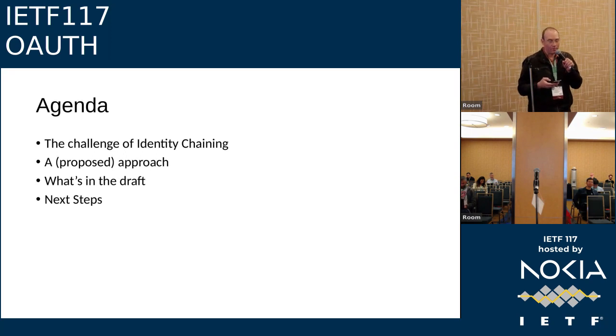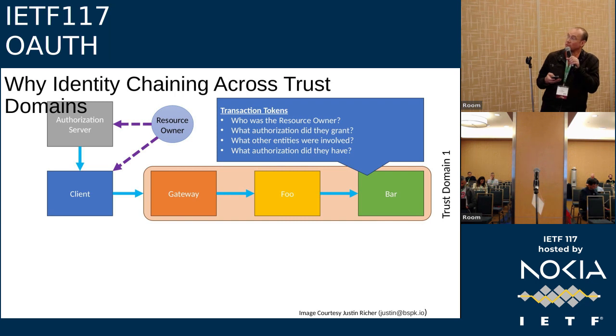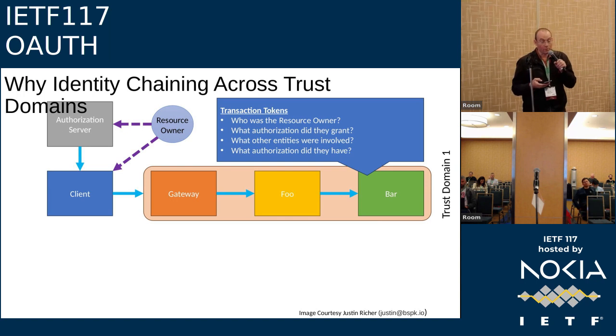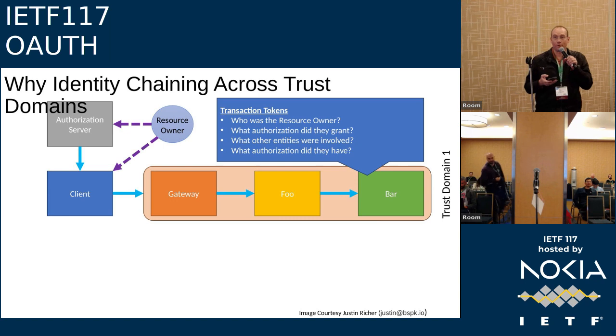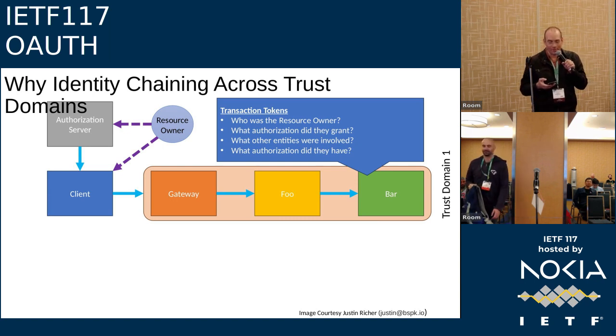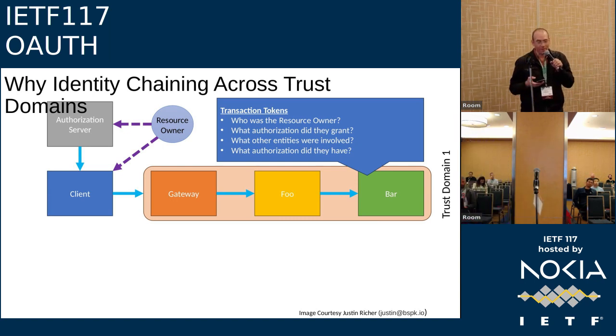I think we're going to talk a little bit about identity chaining, why we need it, and a proposed approach. Then we'll talk about what's in the draft and what we should do next. Also, you may recognize some of these pictures. I want to credit Justin for letting me borrow some of his WIMSE graphics.